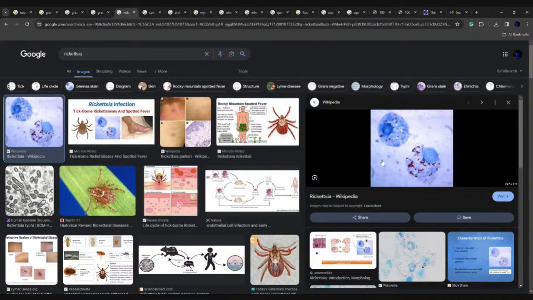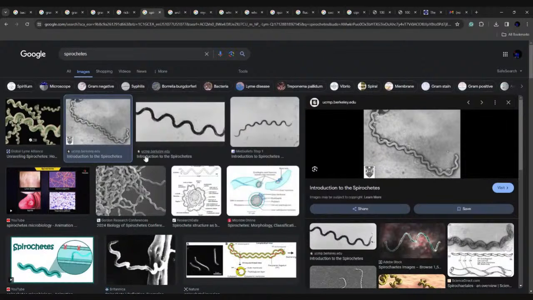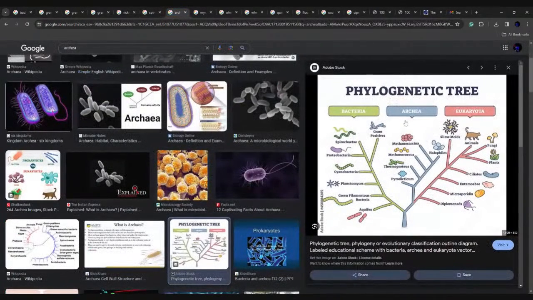Rickettsia. This is a common coral pathogen that's found in some of that family. You've got the spirochetes. These guys have too thin and flexible of cell walls for them to be effectively stained via gram staining. You've got archaea. Archaea are not actually bacteria, but they still have 16S rRNA.